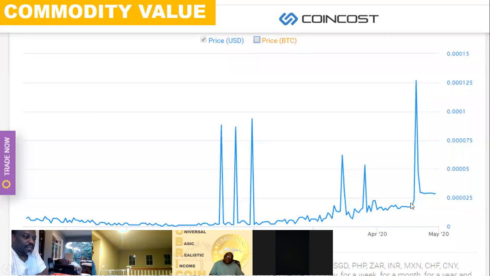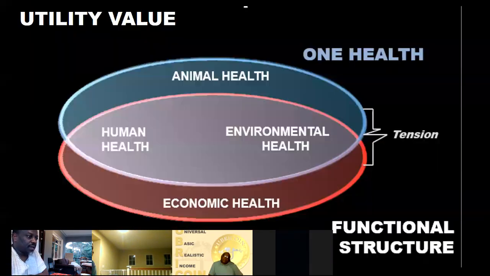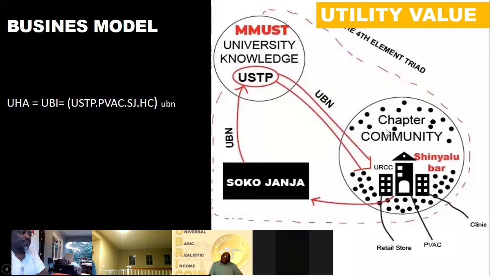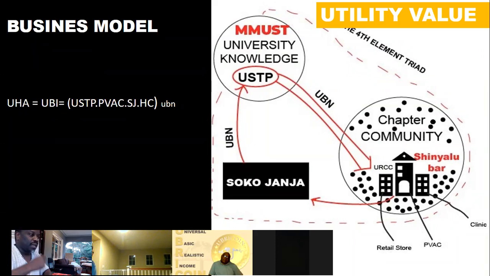And once UBN has taken off past that inflection point, that J curve, you see that we're able to put this type of unit in the community. You call them the fourth element triad, because they have a connection between the community, that's the URCC, a university next to it, and Soko Janja, which is an online store, continuously making money and multiplying money. Then the growth is unstoppable. UBN by itself can be unstoppable on the market, but only to a certain point. It reaches the limit and then starts dropping.